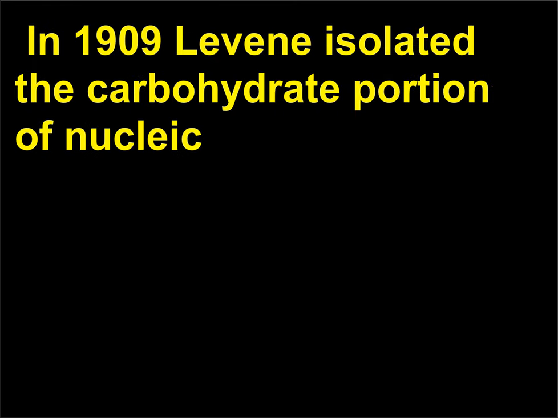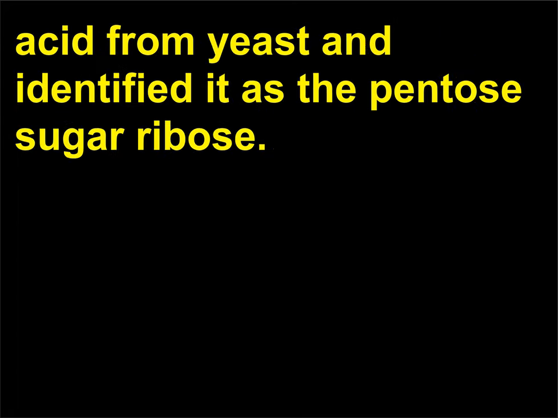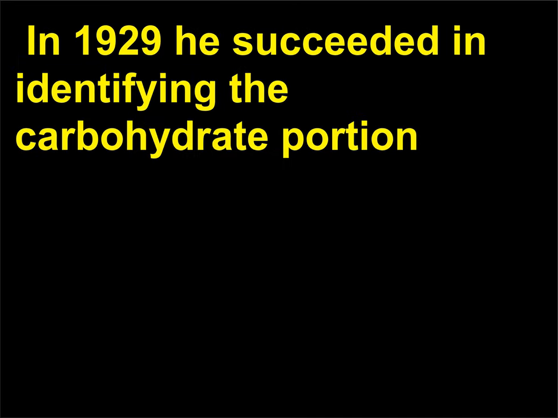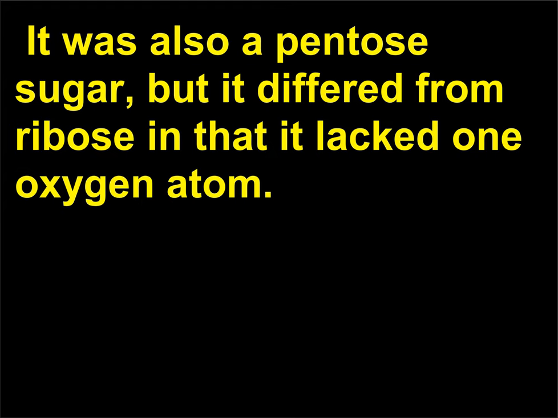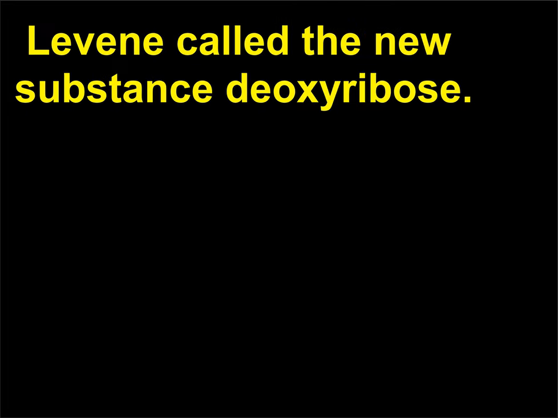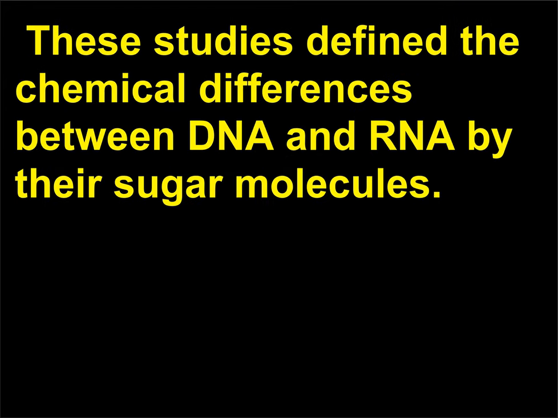In 1909, Levine isolated the carbohydrate portion of nucleic acid from yeast and identified it as the pentose sugar ribose. In 1929, he succeeded in identifying the carbohydrate portion of the nucleic acid isolated from the thymus of an animal. It was also a pentose sugar, but it differed from ribose in that it lacked one oxygen atom. Levine called the new substance deoxyribose. These studies define the chemical differences between DNA and RNA by their sugar molecules.